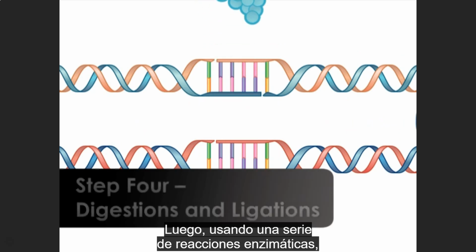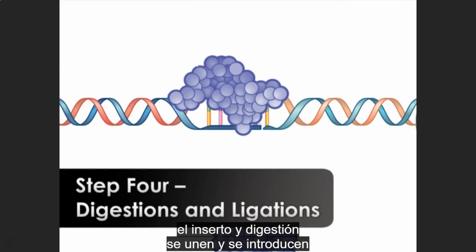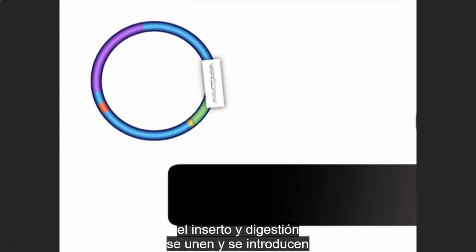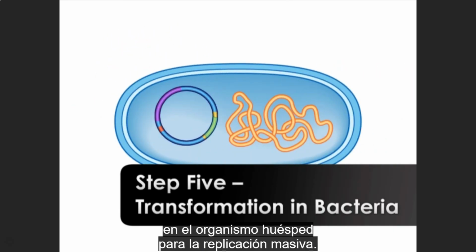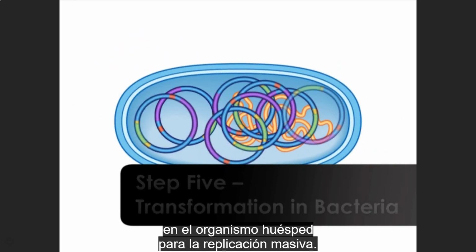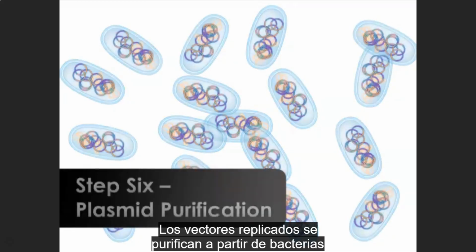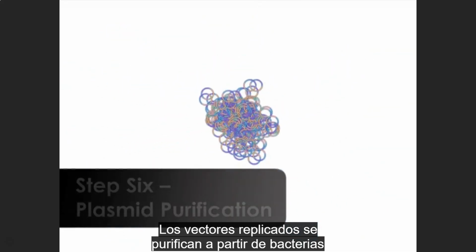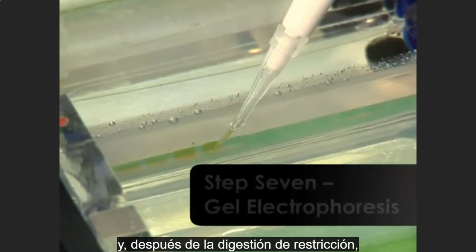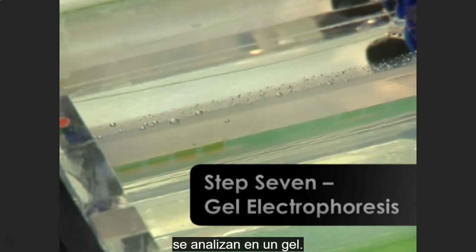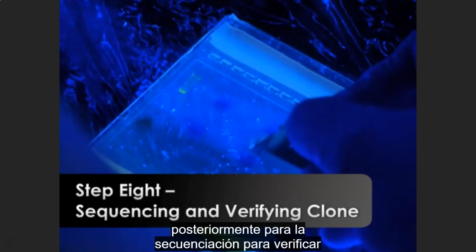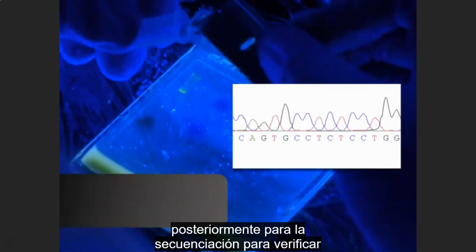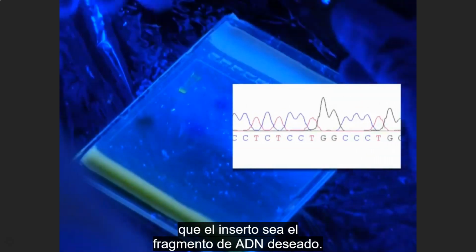Then, using a series of enzymatic reactions, the insert and digest are joined together and introduced into the host organism for mass replication. Replicated vectors are purified from bacteria and, following restriction digestion, analyzed on a gel. Gel-purified fragments are later sent for sequencing to verify that the insert is the desired DNA fragment.